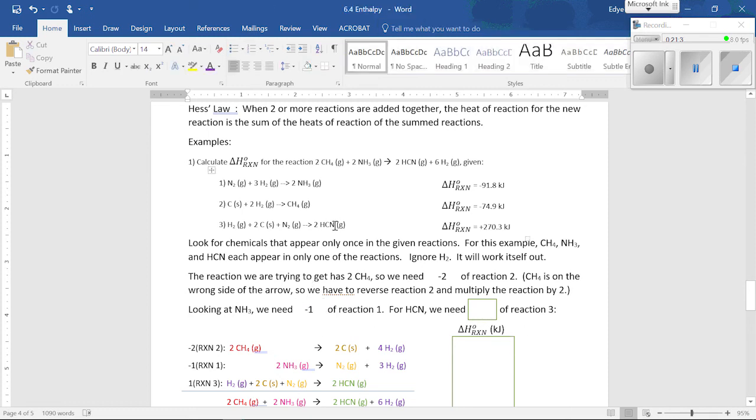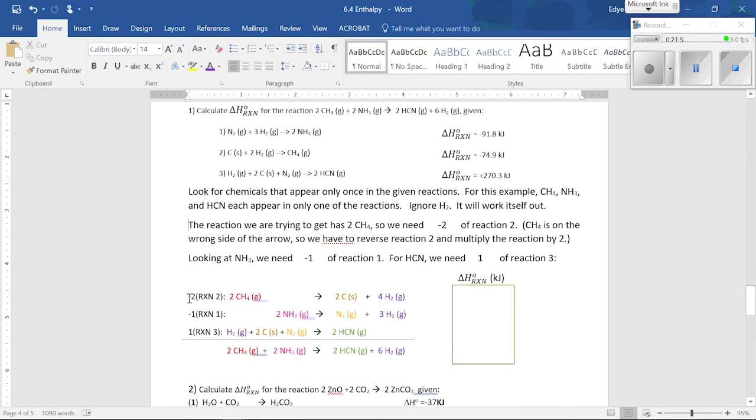Cyanic acid. All right. 2HCN on the right side, 2HCN on the right side. The chemical's the right number. It's on the correct side, so I just need 1 of those. I'm going to need 1 of reaction 3. Now here you'll notice what I had right here is exactly what I wrote here. -2 of reaction 2, -1 of reaction 1, and 1 of reaction 3.